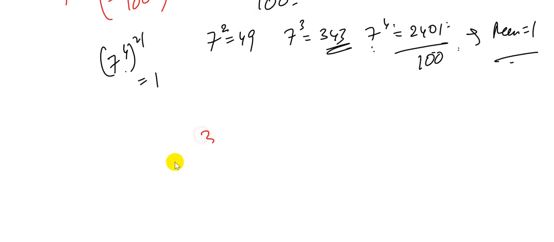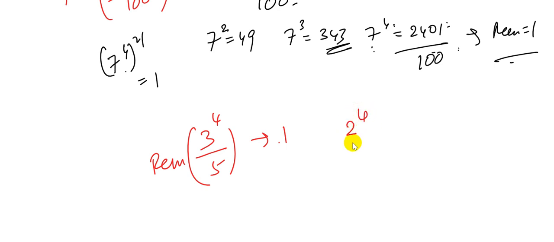Okay, let's look at a simple example. 3 to the power 4 divided by 5. What is the remainder? This is simple. Remainder is 1.